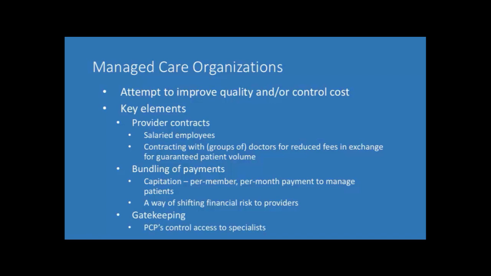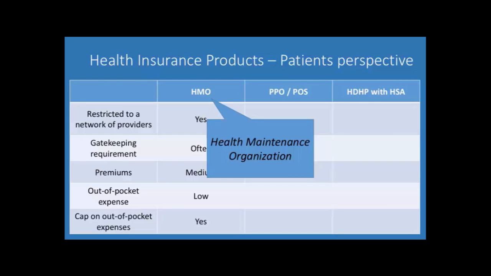And finally, there's gatekeeping. And this is a way to control access to specialists so that instead of allowing patients to self-refer to specialists, they have to get a referral from their primary care doctor. And this is a common element of a lot of managed care. So we're going to talk about three different kinds of health insurance products that have varying degrees of managed care.